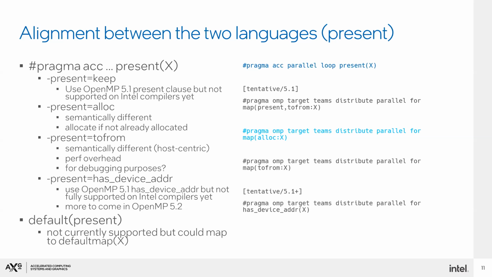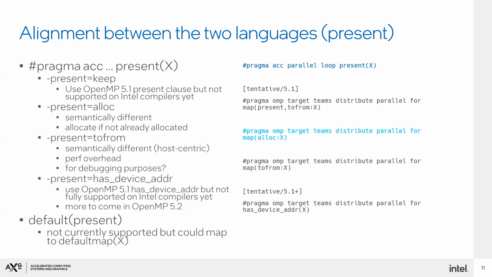It's not exactly the same as we had with the present. It's semantically different because it's not failing, but at the very end, it's giving more or less the same functionality, right? So this is the one I would suggest you to use, the present alloc.